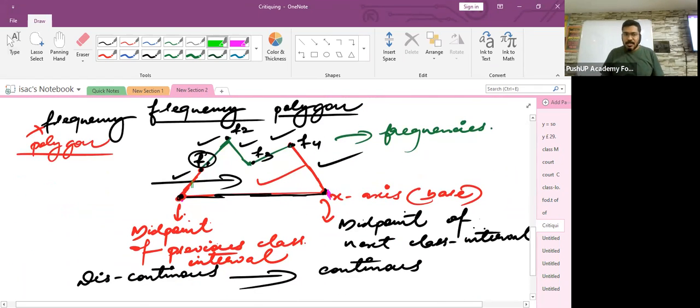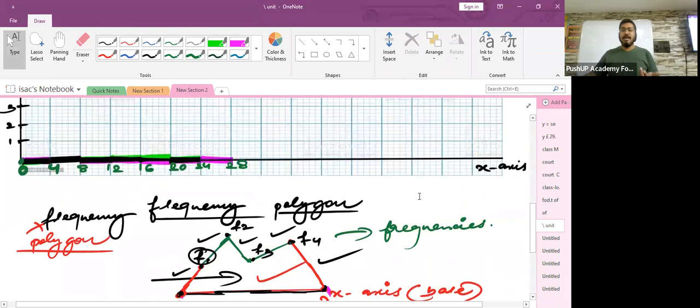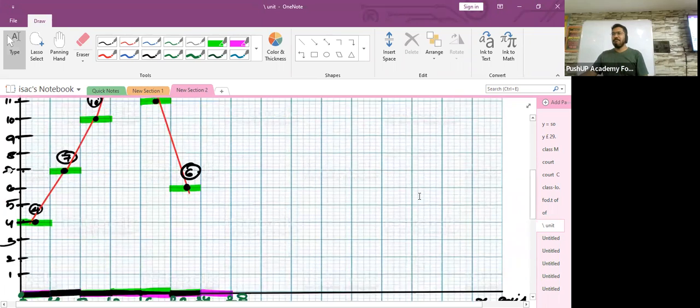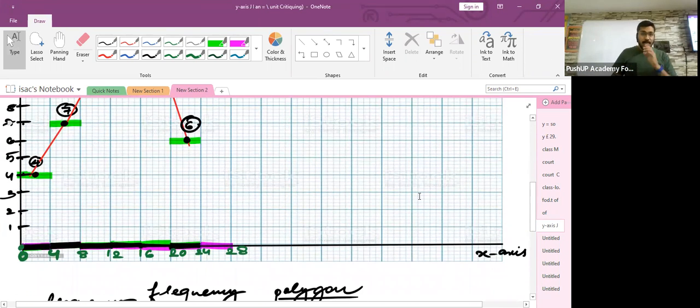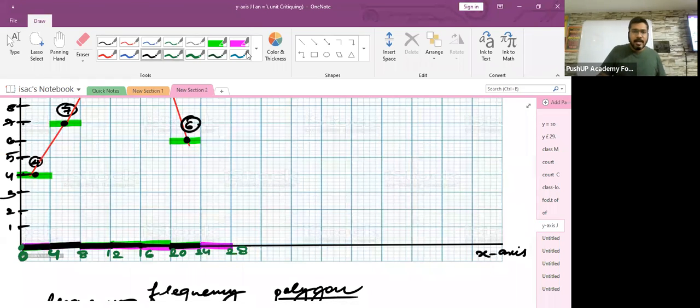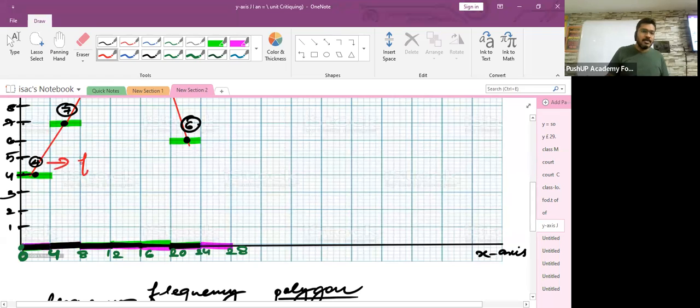Now, children, when I was teaching you the rough figure, I told you something. Midpoint of the previous class interval, midpoint of the next class interval, and I told you, don't worry, I'm going to teach you in detail, right? So here we go, children. I want to desperately close this polygon or close this shape. How is that possible? Children, take the first frequency. In this case, which was the first frequency? 4 was the first frequency, F1, isn't it? Take that point and connect it to the midpoint of the previous class interval.